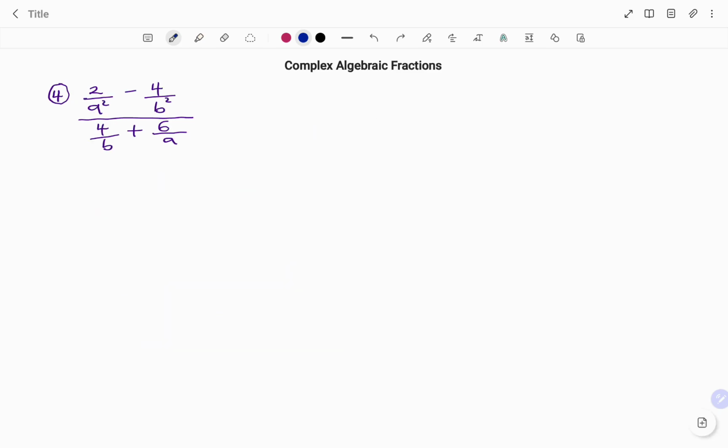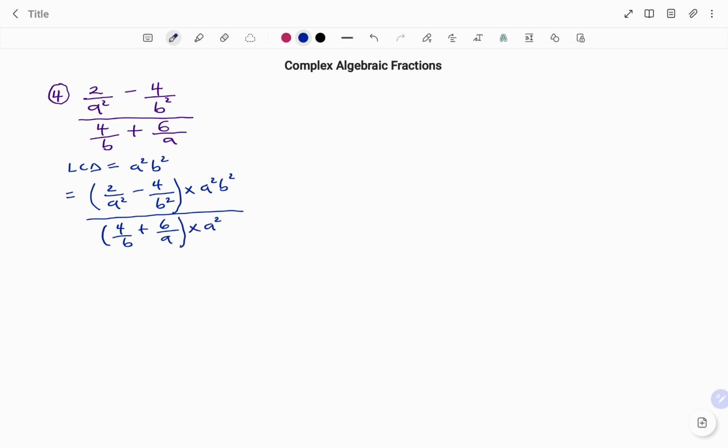In the last example, we have 2 over a squared minus 4 over b squared, all divided by 4 over b plus 6 over a. Starting with our lowest common denominator, or LCD, that will be a squared b squared. Multiplying all the terms by the LCD, for our numerator and denominator, we have 2 over a squared minus 4 over b squared multiplying the LCD, a squared b squared. For the denominator, we do the same, 4 over b plus 6 over a, multiplying the LCD, a squared b squared.